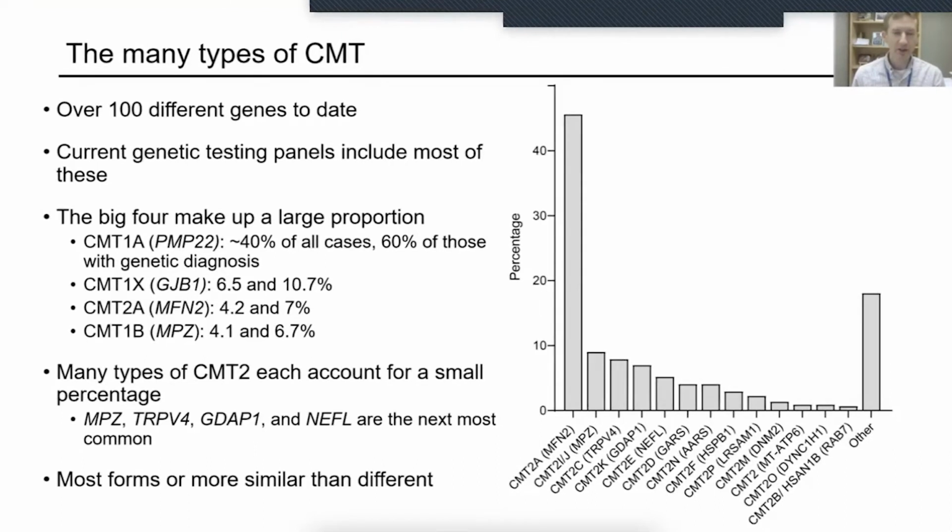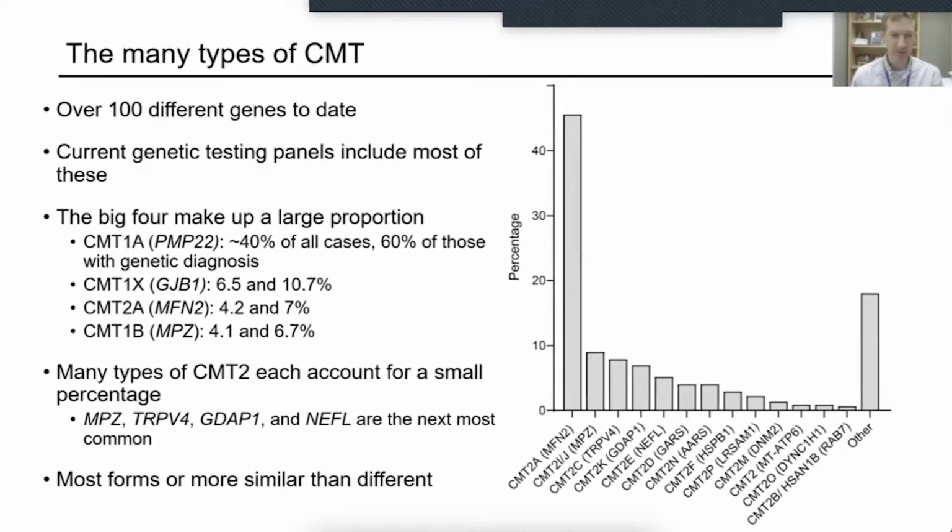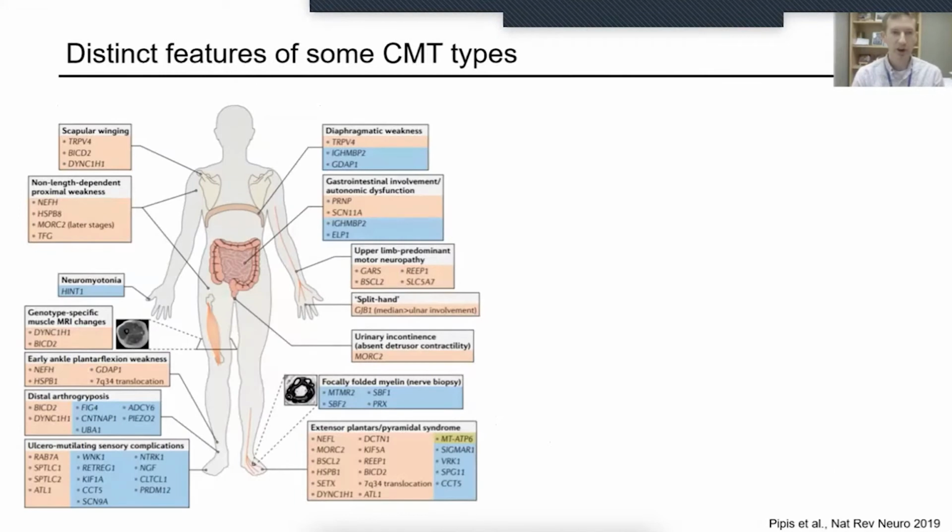But in general, clinically, phenotypically, based on symptoms and what you experience having one of these forms of CMT, for the most part, the genetic diagnosis doesn't really have that big of an impact on what we expect symptoms to be. So most forms of CMT are more similar to each other than they are different, but there are certainly exceptions to that rule. So there are some forms of CMT that have distinct features.